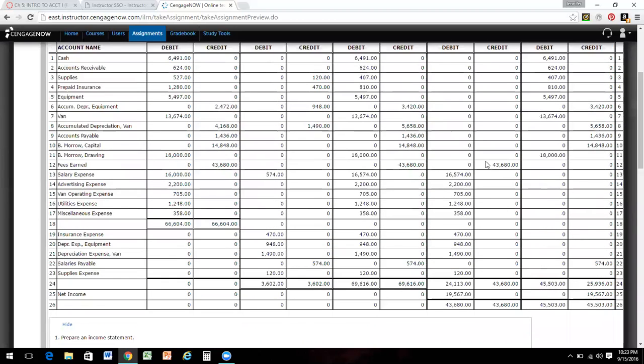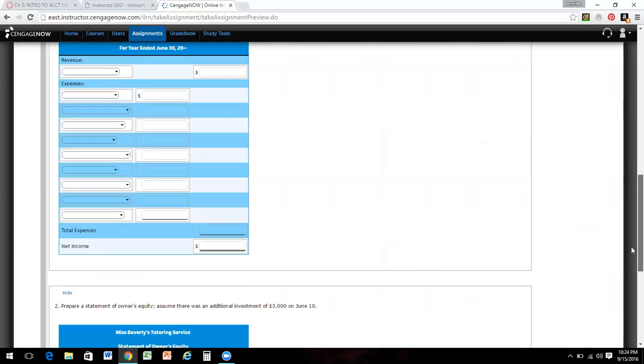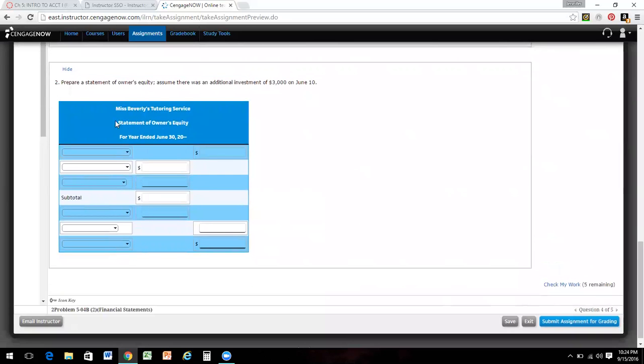So remember, when you look at this capital account, you can see this 14,848 is consistent all the way through this worksheet. That is the beginning capital number, as of June 1st of the previous year. So the second statement down here, you're making all these adjustments to come up with our new ending number.